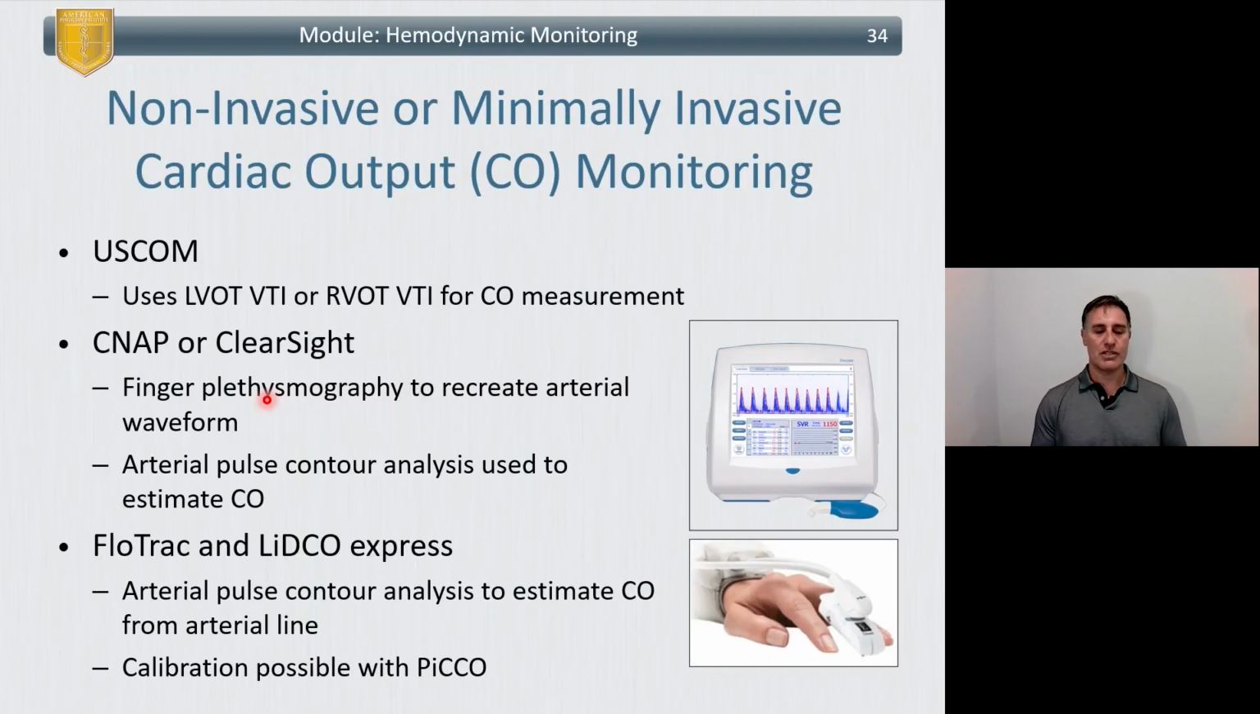And so here I've listed just a series of devices that are commercially available, might be in your ICU. The USCOM is one that uses the velocity time integral from the suprasternal notch to kind of measure what cardiac output is. This is a picture of it right here. The CNAP or ClearSight was that finger one that I showed you earlier. This is a picture of it that recreates the arterial waveform from the finger and then analyzes it using pulse contour analysis. And then finally, the FlowTrack and Lidco Express are examples of straight up pulse contour analysis from the arterial waveform.